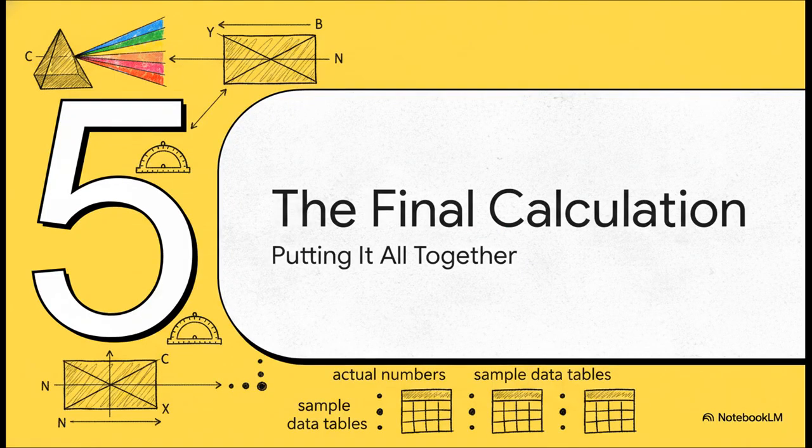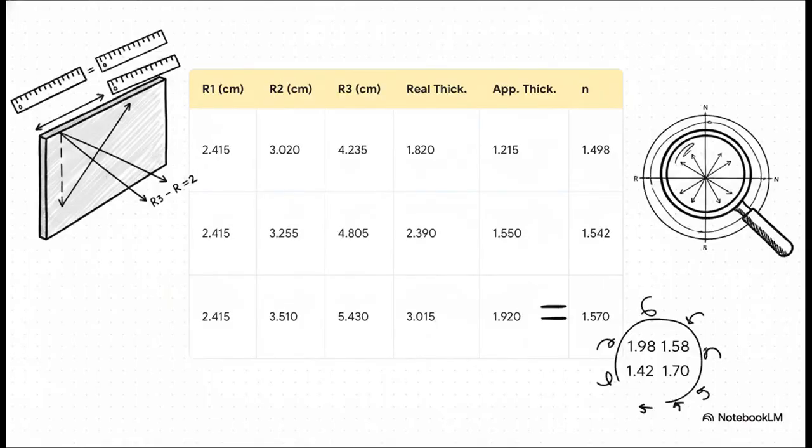All right, enough theory. Let's put this into practice with some actual numbers. We're going to look at a sample data table from an experiment with 3 different glass slabs and just see this formula in action. Okay, check this out. For that first slab, we subtract R1 from R3 to get a real thickness of 1.820 centimeters. Then we subtract R2 from R3 to get an apparent thickness of 1.215 centimeters. Divide those 2 numbers and bam, we get a refractive index of about 1.5.